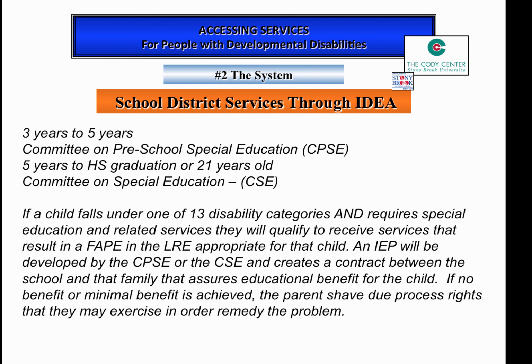But the thing for you to take away today, because we're talking about access to services and the system, is that if a child falls under one of 13 disability categories and requires special education and related services, they will qualify to receive services that result in a free, appropriate public education in the least restrictive environment appropriate for that child. An IEP will be developed by the CPSE or the CSE and it creates a contract between the school and that family that ensures that educational benefit will flow to the child. If no benefit or minimal benefit is achieved, the parent has due process rights that they can exercise in order to remedy the problem.